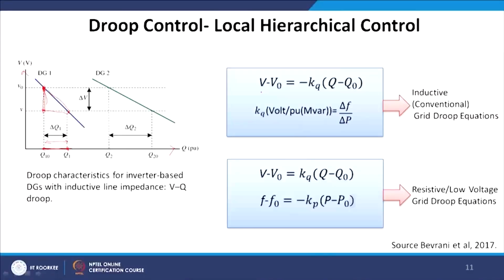Now, from the inductive conventional grid droop equation, we can obtain that V minus V naught is minus K times Q minus Q naught, with a negative sign as you have seen, or otherwise I can say V minus V naught is KQ times Q minus Q naught, whereas for frequency it is P minus P naught. So, we can see there is a strong relation between V and Q, and F versus P, and the change can be plotted as PF or QV droop characteristics.